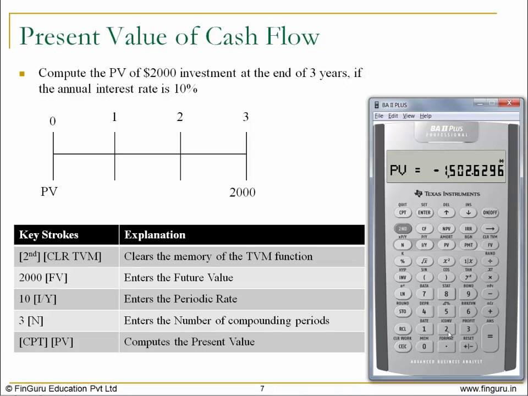1502.6296. This again, the present value is negative because I entered the future value as a positive number. Just to recheck, if you want to, we can enter 2000 as a negative number for future value and calculate the present value and it comes out to be a positive 1502. Notice in this last calculation I did not clear the memory of this TVM function, so N and I/Y were already stored.